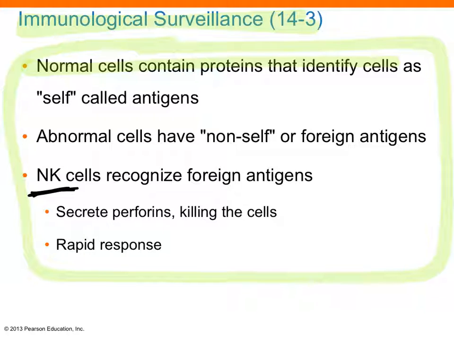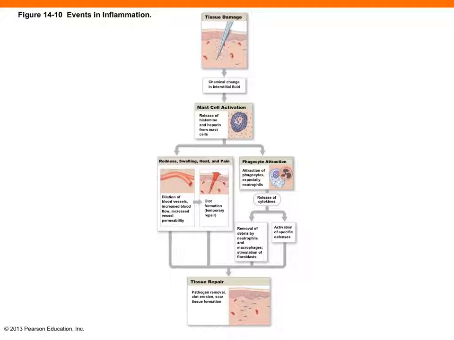Immunological surveillance. Normal cells contain proteins that identify cells as self, called antigens. Abnormal cells have non-self or foreign antigens. NK cells recognize foreign antigens, and they secrete perforins, killing the cells. This is a rapid response. Here's an illustration showing you the immune response. Look over it.